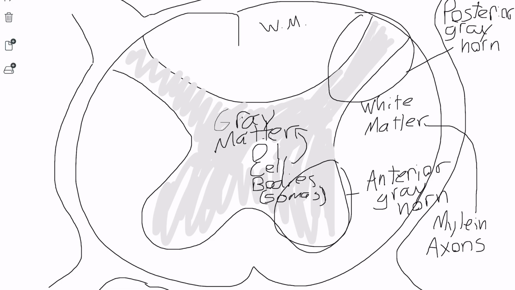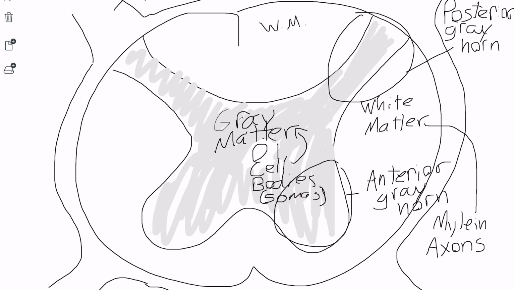Now the posterior gray horn is where our sensory neurons come into. And they come in through what's known as the dorsal root, just right here. And for each section, this is a bilateral structure. There's one on the left and one on the right. Right. This is our dorsal root, and this is also our dorsal root. And so we have sensory neurons that come in.